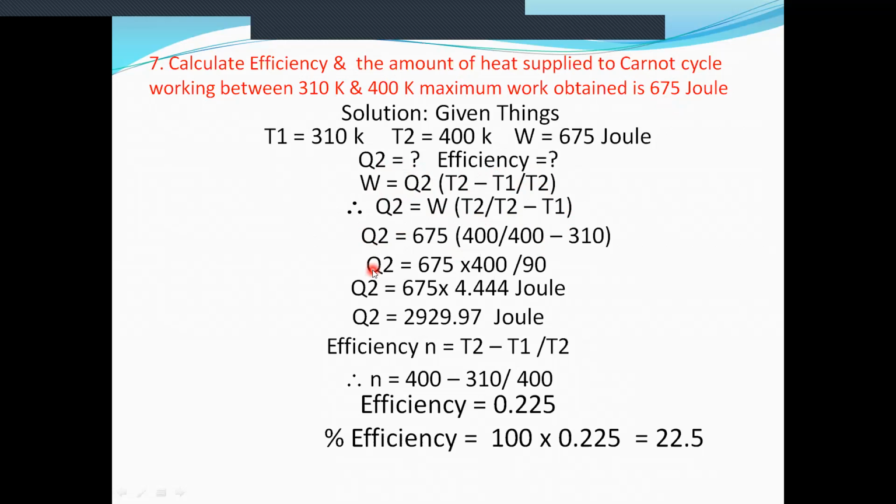Now put the values. W 675, T2 400. Now T2 minus T1, that is 400 minus 310. So 675 into 400, and this subtraction 400 minus 310 is 90. 310 is subtracted from 400.